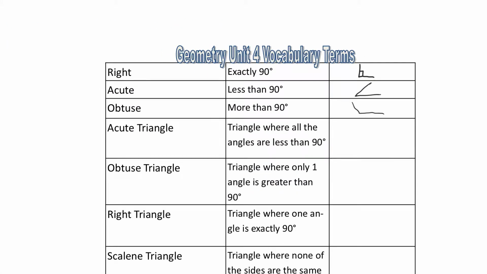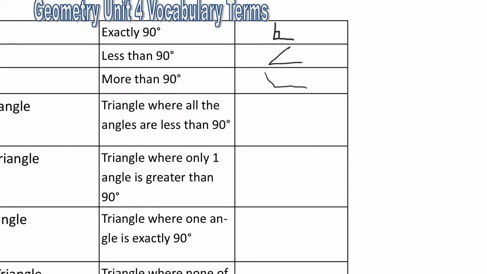Okay, so what is an acute triangle? Those are all less than 90. Okay, it's a triangle where what? All the angles are less than 90. That's important, okay? So it can't be that two of them are and one's not. It has to be that all of the angles have to be less than 90. All of them. That's very important.